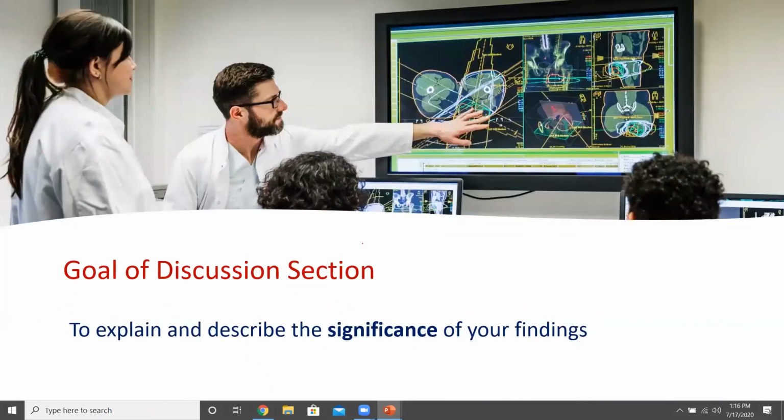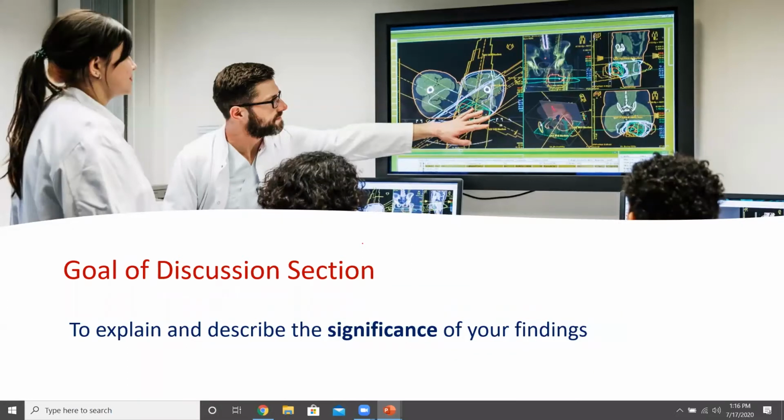Now, what is the goal of the discussion section? During these slides, you'll see that I'm explaining and even repeating myself in some parts, because first of all, they're important, and if I keep repeating the same sentences, I believe it'll stick in your mind and you'll always remember it. Second of all, because there are a lot of things that are connected. So the goal of the discussion section is to explain and describe the significance of your findings.